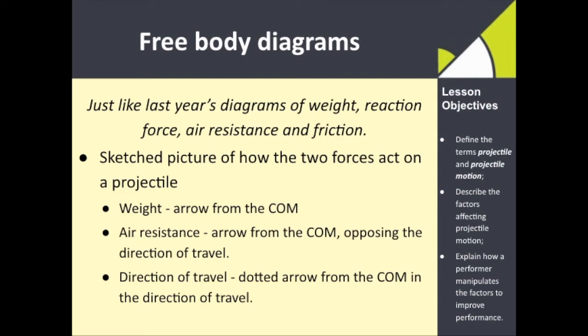Now the direction of travel, it must be a dotted line, and again it goes from the centre of mass and it goes in the opposite direction of air resistance, so it has to go in the direction of travel and it must be a dotted line. What we then do is we draw what's called a parallelogram of forces, which will become clear on the next page, where we can then work out which force is dominant in weight or air resistance.